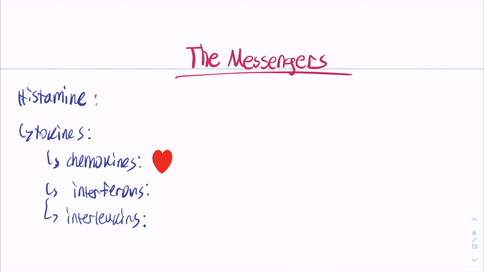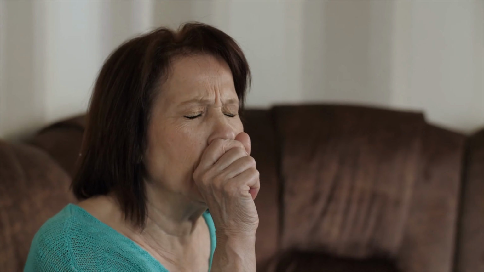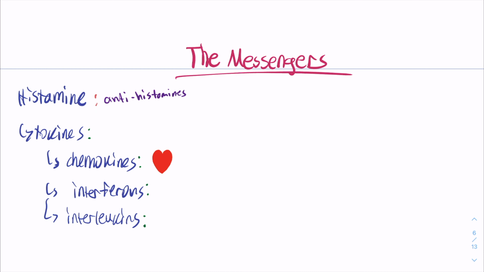The first one I want to talk about is histamine. Histamine is something we're all familiar with because a lot of us take antihistamines, and antihistamines help us deal with the allergies like sneezing, runny nose, itchy throat, because that is a response of the immune system, and that's because of histamine. So histamine causes that sneezing, that itchiness, that sore throat, other things like that.